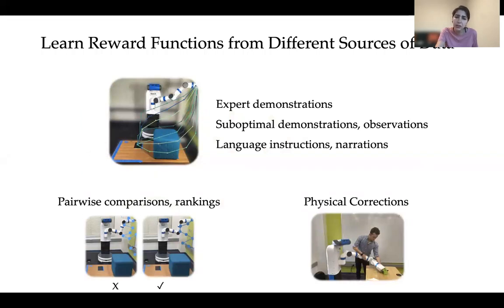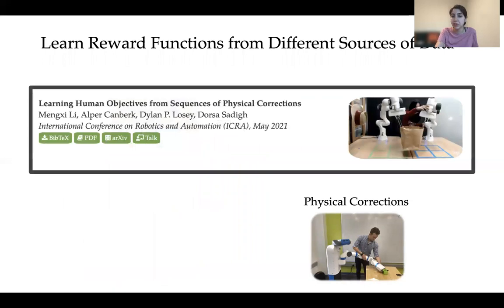And finally, the last source of data that I actually want to get a little bit deeper in is this idea of physical corrections. So if you think about it, a robot is not just an AI agent, right? It actually has an embodiment. And we can move it around, we can provide physical corrections. And a direction that we are looking at is thinking about how we can learn from a sequence of physical corrections. When you're providing a sequence of corrections, they're often interdependent, and how can we leverage that interdependency to better learn models of humans or reward functions in this case.